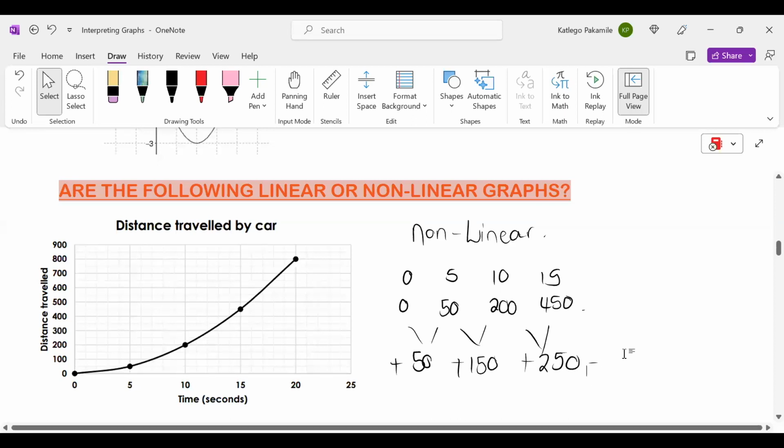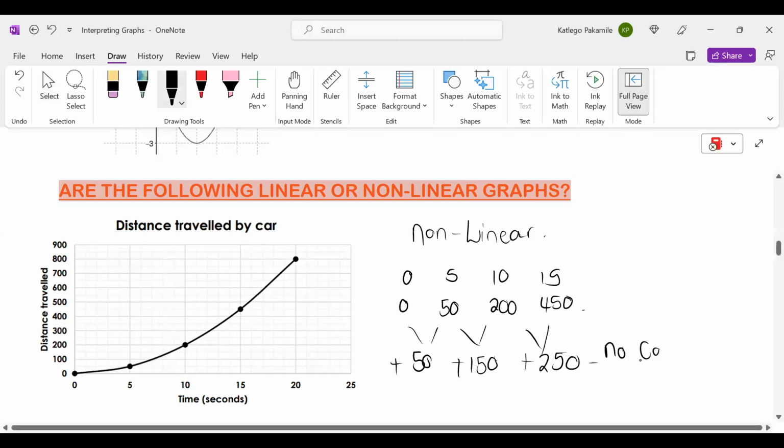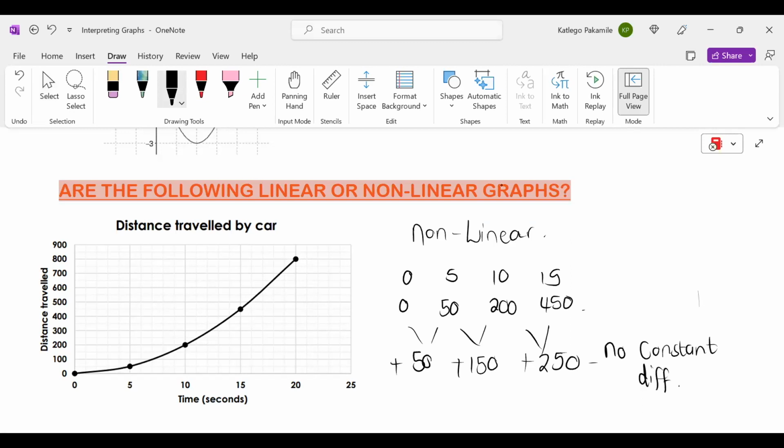It's busy changing, right? So if you're not sure, just by looking at the graph, write down the points. Write down the points and look, do I have a constant difference? So no, we don't, right? So this is no constant difference. So this is non-linear. Okay, see guys, different ways to check.